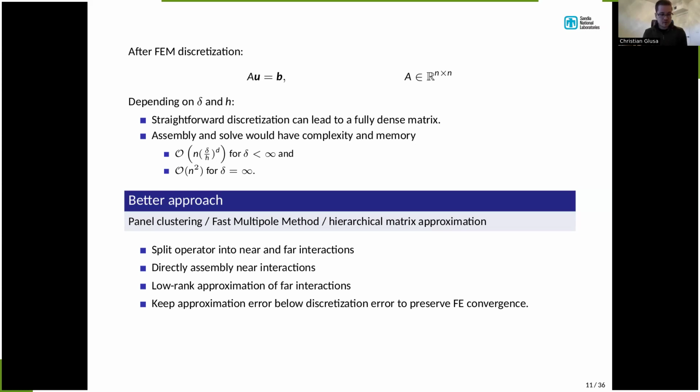And at that point, the name of the game is to control the error that is incurred by doing so, to make sure that it stays below the discretization error that's already present in our finite element discretization. If you do that, then effectively you have constructed an approximation to this fully dense system that hopefully is a lot sparser, but has only negligible error encoded in it. Next slide, please.